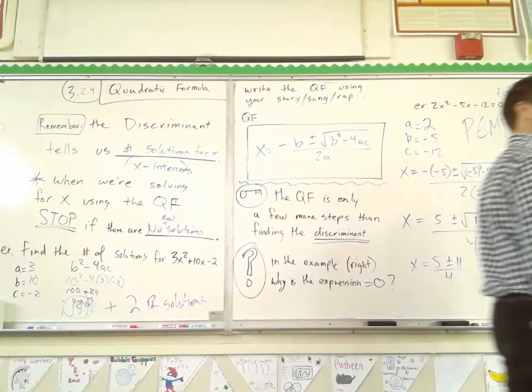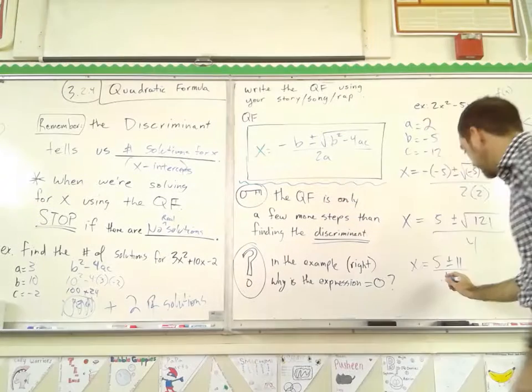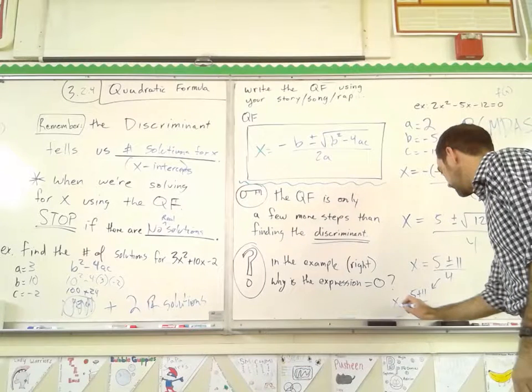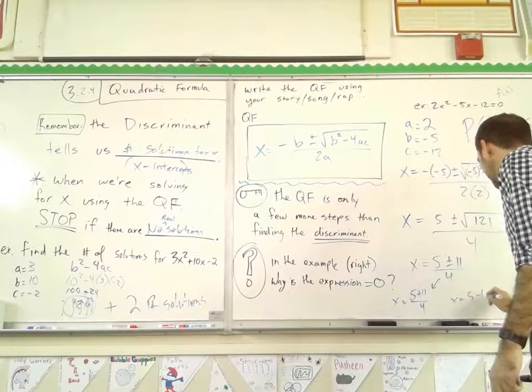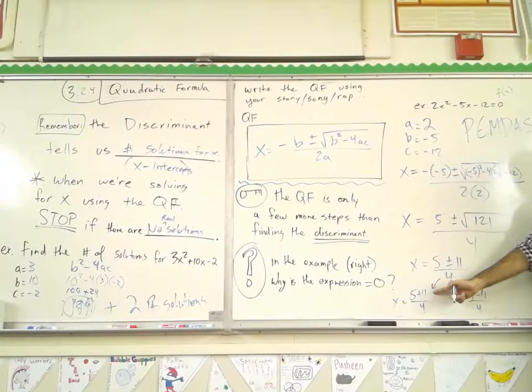All right, here's the deal. What do we have to do next? Yeah, Melissa. Good. So the square root of 121 is 11. Right. Okay, so with the plus or minus 11, we need to split it. Let's go ahead and split it over here. 5 plus 11 divided by 4. 5 minus 11 divided by 4. Okay. What's 5 plus 11? 16. Divided by 4? 4. So we know that x is equal to 4.